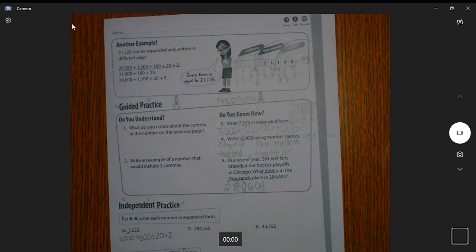Let's look at number 9. 1,688. How do I write that number in word form? I have to start with my biggest place. So I'm going to look. I do have a comma. So ones, tens, hundreds. Right. What comes last? Thousands. You were so smart. So 1,000, comma. What place comes next?